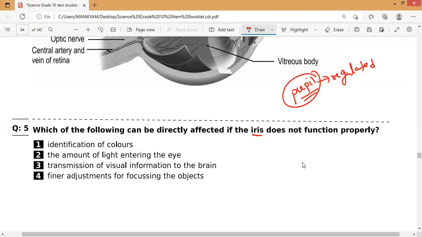If the iris is affected, then what will happen? Pupil size is not controlled. If the pupil size is not regulated, then what will happen? There is no restriction for the amount of light entering the eyes. Is it right or wrong? Yes, Mukesh. 70% of light bends in the cornea, but the remaining light also should be balanced by the pupil only.